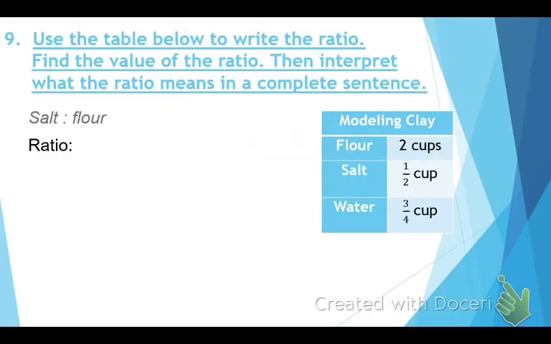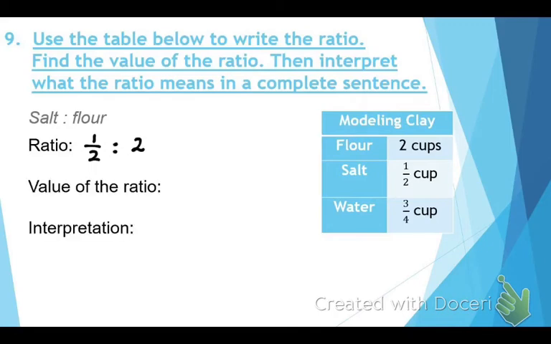For this one, we're using the table below to write the ratio, find the value of the ratio, and then interpret what the ratio means in a complete sentence. Right now, guys, just help me out. What was the ratio that you wrote down? 1/2 to 2. Okay, 1/2 to 2. Now what I want you to do, use that information and find me the value of the ratio and interpret what the value of that ratio means.